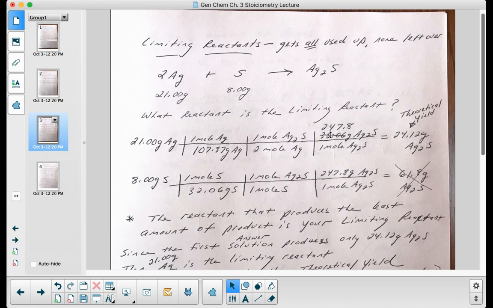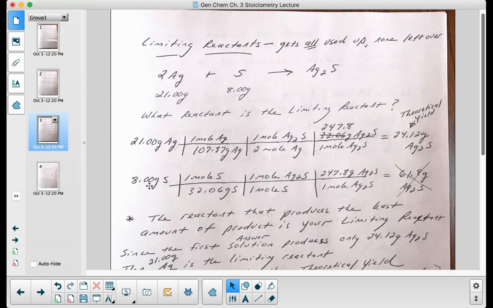And then I'm going to use the molar mass of the silver sulfide, my last step. I calculated incorrectly at first. So I do my calculation, 21 divided by 107.87 times 1 divided by 2 times 247.8. And I get 24.12 grams of Ag2S. All right. I haven't made this conclusion yet. We'll go back to that in a minute.